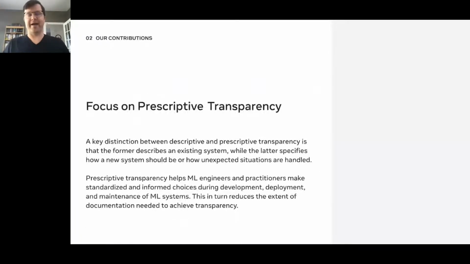That's where we noticed a gap, and we decided to look into prescriptive transparency. So instead of describing the system after it's been trained, we look at ways that we could prescribe ways to create and train the system. The goal of that is to make the software engineering more consistent, so that we can openly discuss what parameters were used to train the model, and make it easier to reproduce both internally and externally. We also believe that this will reduce the amount of documentation needed to achieve transparency, because now we have the prescriptive method as well as the descriptive method, but a lot of that information can carry over.